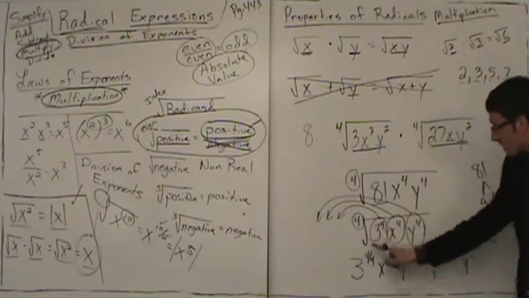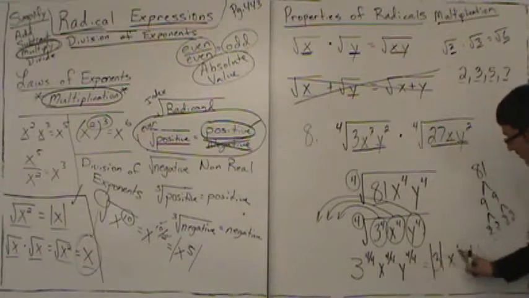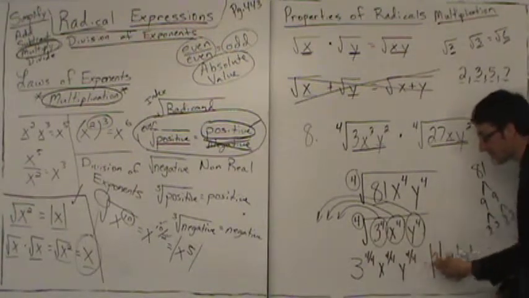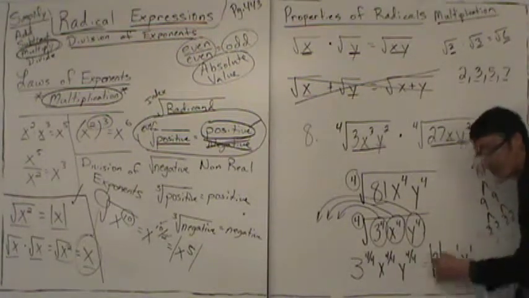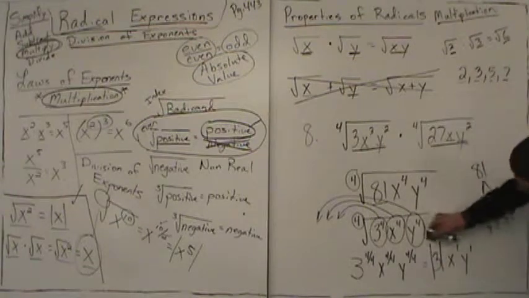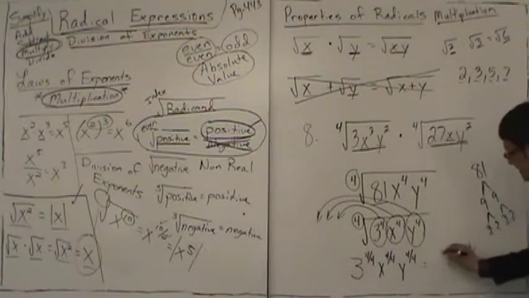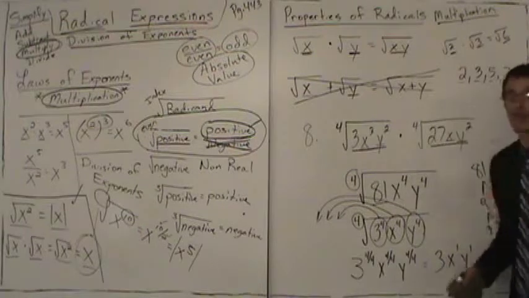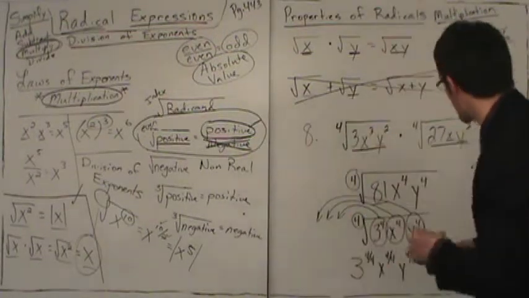So 4 divided by 4 gives 1. We have even divided by even giving odd. However, do we need absolute value around the number? No. We already know that the 3 is positive, so there's no need to guarantee that the 3 is positive. Remember that absolute value goes only around the variables.